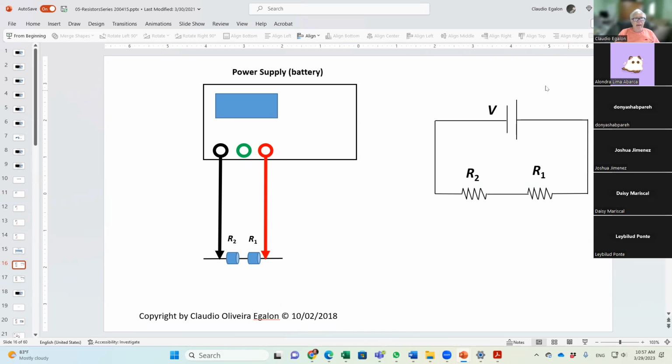And that's the schematic diagram of the 2 resistors in series, and that's how you do it in real life. Power supply; a battery can be your power source too.